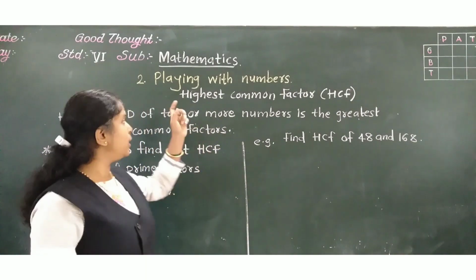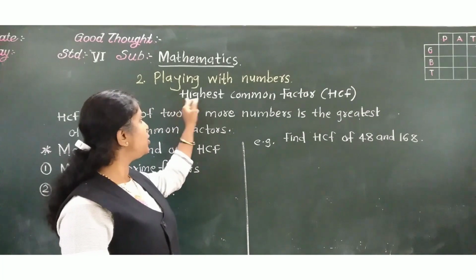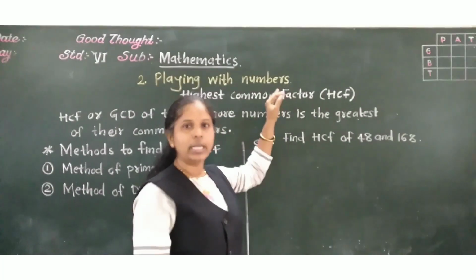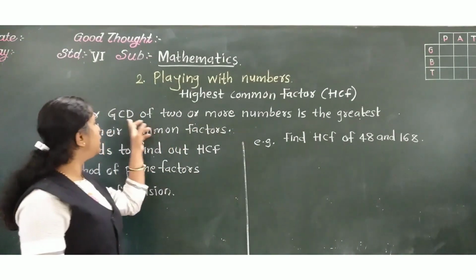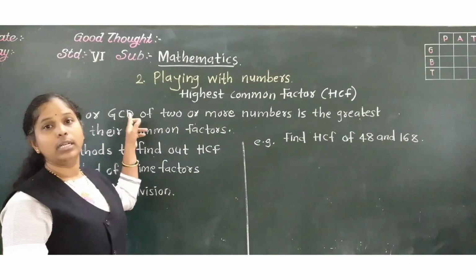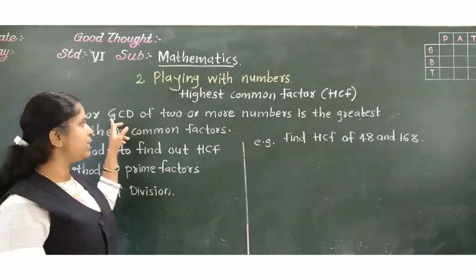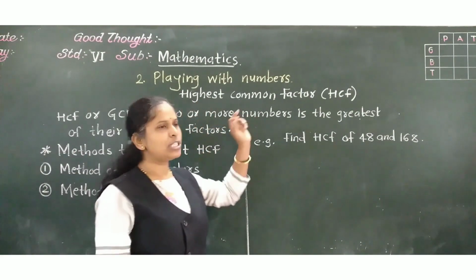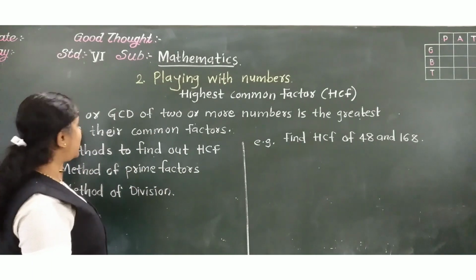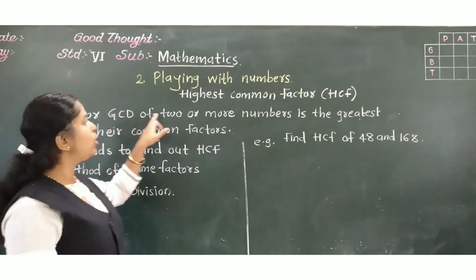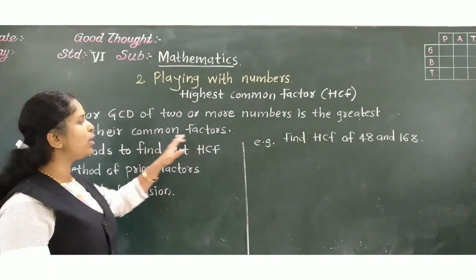Now, the next topic is highest common factor. It is also called HCF or it is also called GCD. GCD means greatest common divisor. Factor means what? Divisor only. So GCD, greatest common divisor. What is this highest common factor or what is GCD? So see here, HCF or GCD of two or more numbers is the greatest of their common factors.